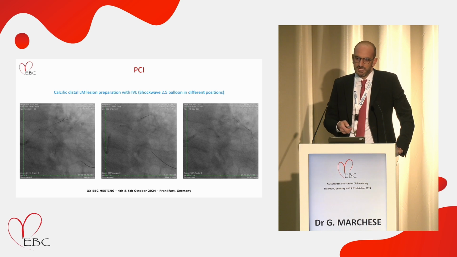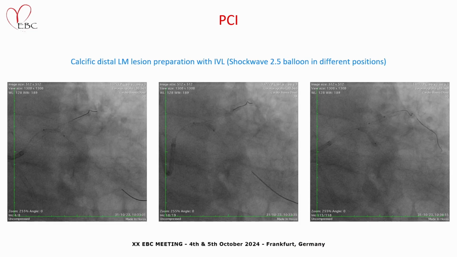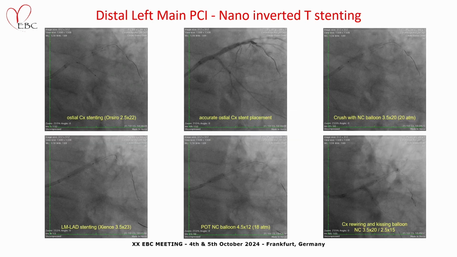Apart from that, there is no image of this, but after this treatment, we always do a dilatation with a non-compliant balloon. In this case it was a 2.5 non-compliant at high pressure, 18 or 20. And then we decided to stent this left main. We opt for a dual stenting technique.